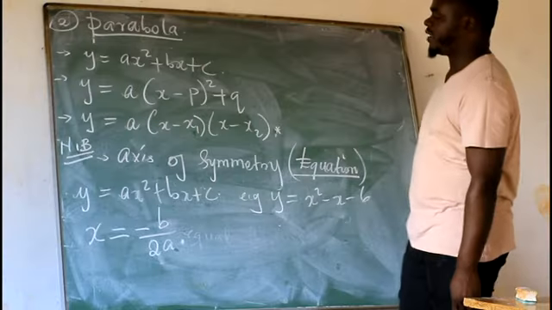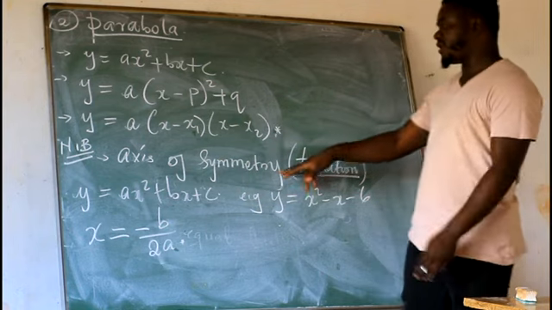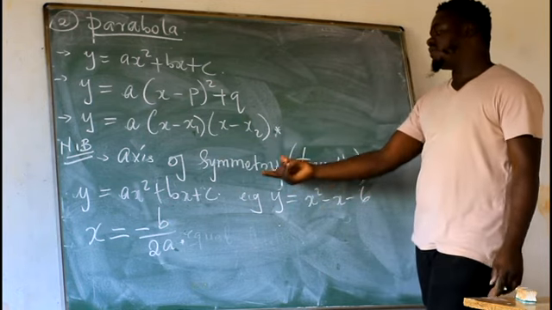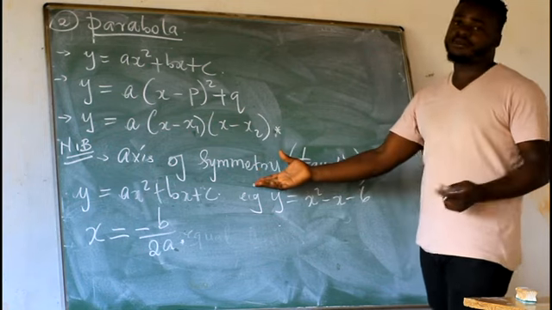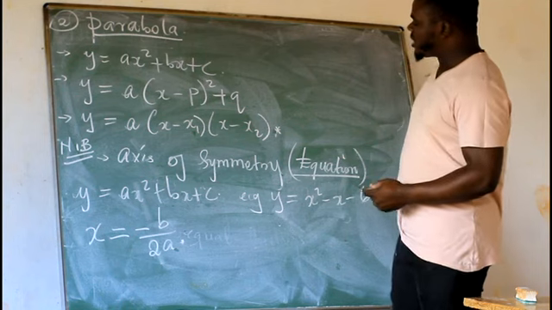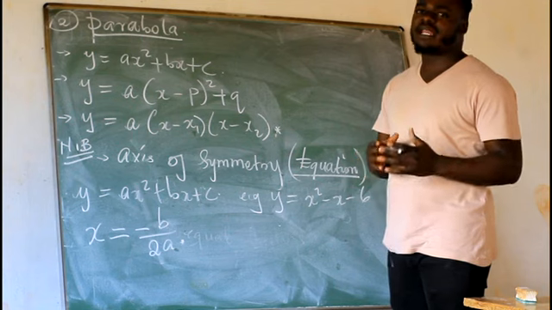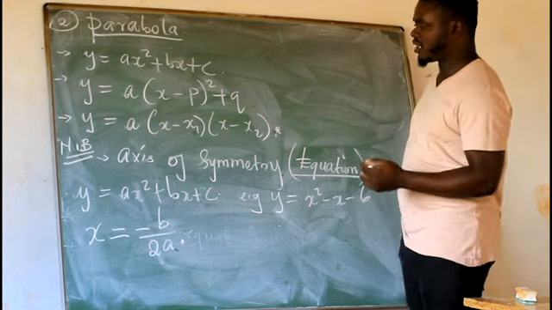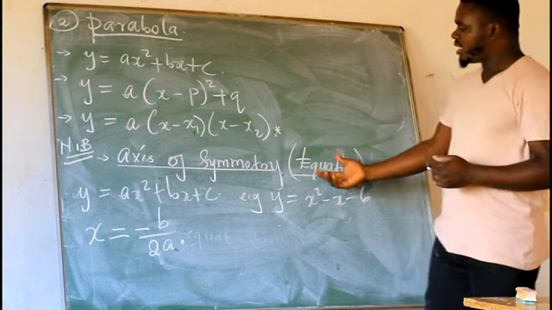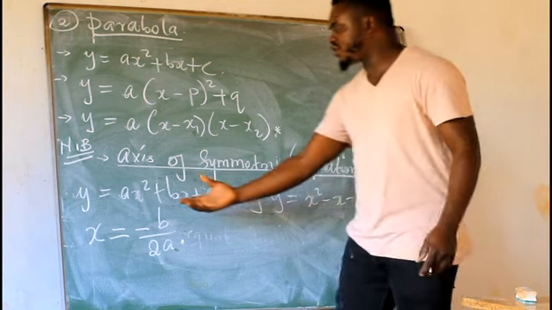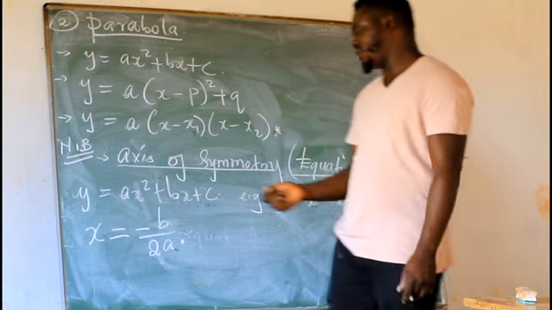Okay, we're going to talk about the axis of symmetry. Mostly they ask you about the equation of the axis of symmetry. Now, what is the axis of symmetry? The axis of symmetry is a line that cuts the graph into two equal halves. That you have to know about the axis of symmetry. Now, let's take for example, you are given the equation in the form of y equal to ax squared plus bx plus c.